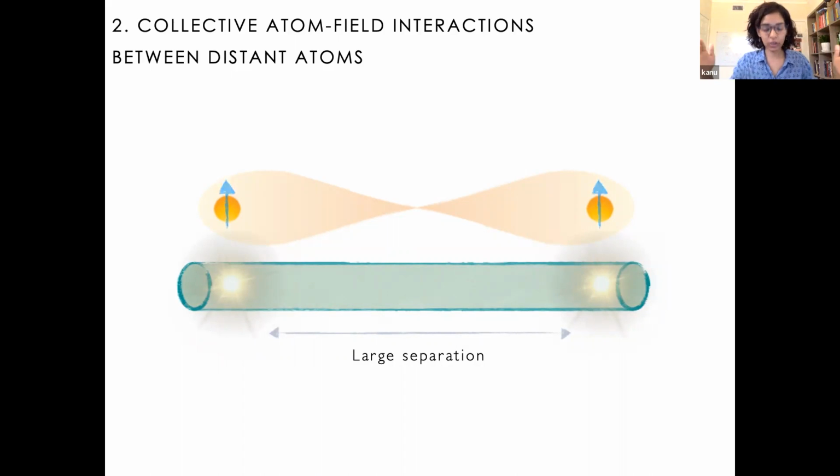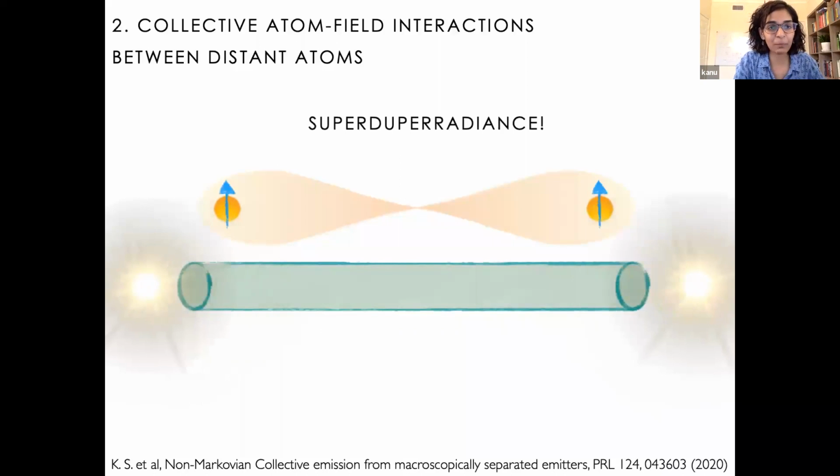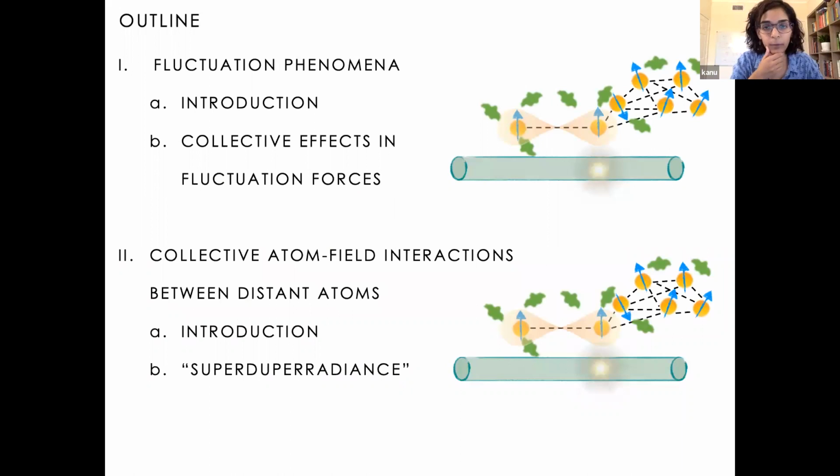And as they each emit into the electromagnetic field of the waveguide, when the photons from one atom reach the other, there's an interesting effect from this delay or retardation, which causes them to emit at a rate that is faster than regular superradiance. So this is something that we've been calling super duper radiance, and that's the second idea that I want to talk about today. All right, so here's a brief outline of what is to come.